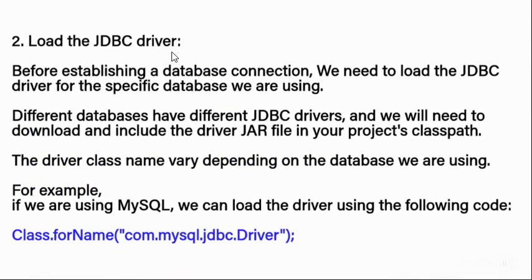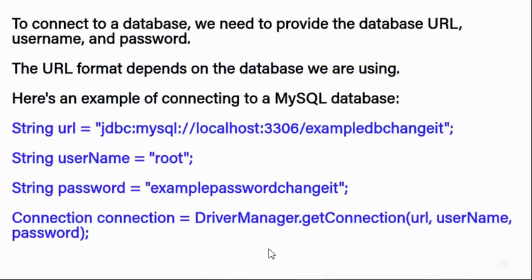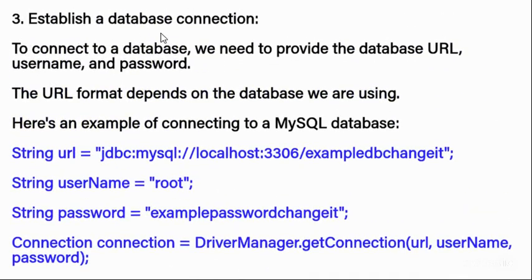2. Load the JDBC driver. Before establishing a database connection, we need to load the JDBC driver for the specific database we are using. Different databases have different JDBC drivers, and we will need to download and include the driver jar file in your project's class path. The driver class name varies depending on the database we are using. For example, if we are using MySQL, we can load the driver using the following code: Class.forName(MySQL JDBC driver).